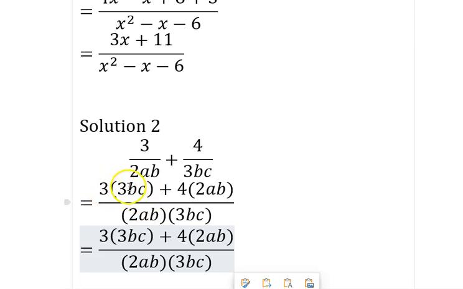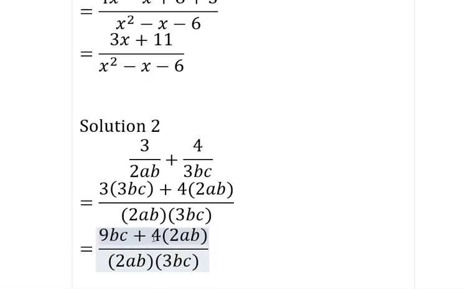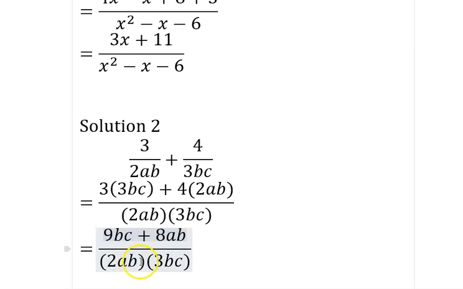Awesome. So with this now, let's multiply 3 times 3BC. That will give us 9BC. Awesome. So 4 times 2AB. That will give us 8AB. Awesome. Over what we have down here.